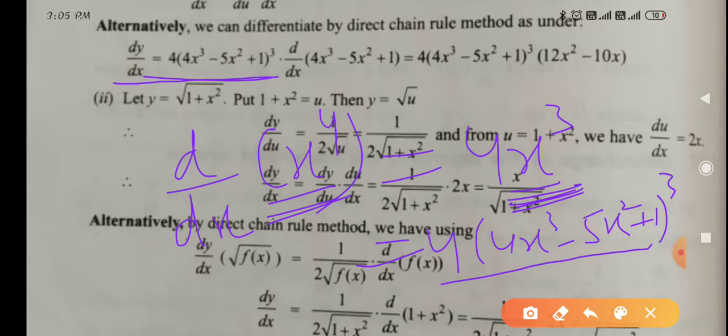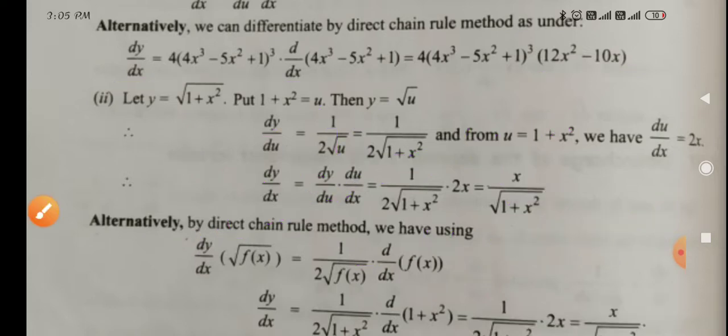Now it was not x. So its differentiation again you will do, and that will come in multiplication. So 4 into (4x cubed minus 5x square plus 1) to the whole power 3 and (12x square minus 10x). So this is the final differentiation.